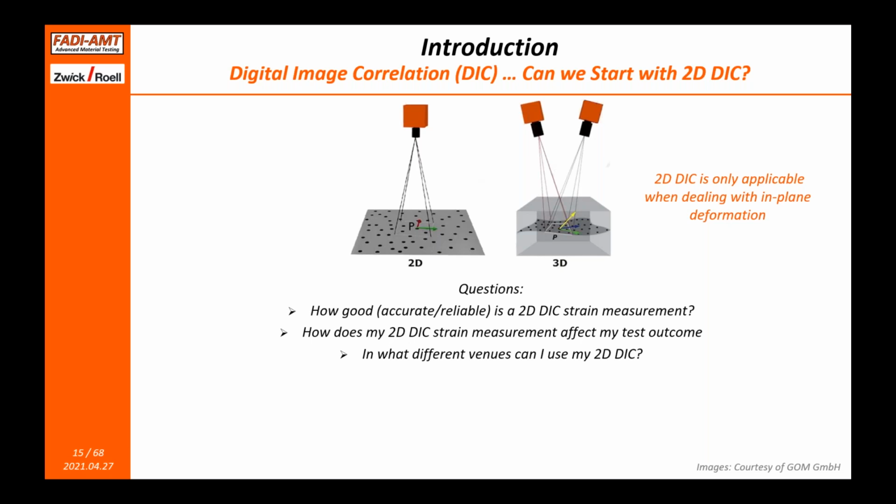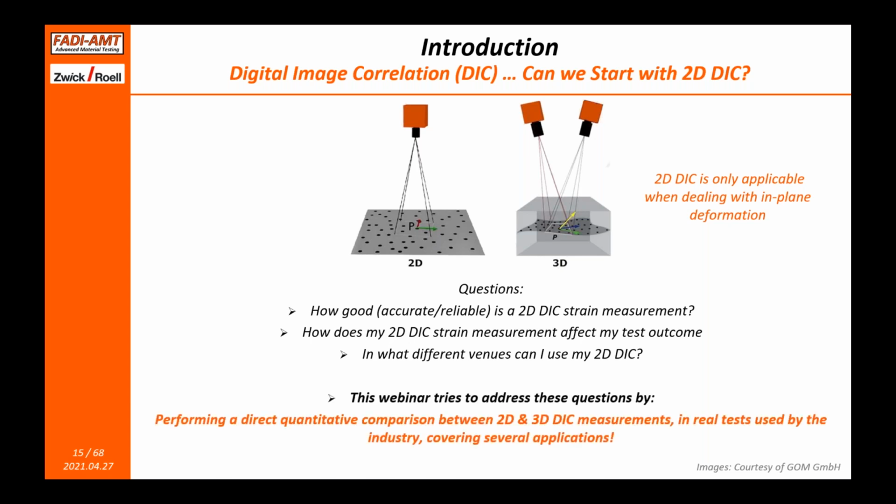And third, if I have a 2D DIC system and I can prove that the outcome is really good and the data is reliable and accurate, what can I use it for other than the conventional tension test that everyone knows about? So this webinar tries to address these questions and others by performing a direct quantitative comparison between 2D and 3D DIC measurements in a series of tests that are real, practical, industrial tests that are used by the industry to generate data that we use every day, and at the same time covering several applications in the industry.